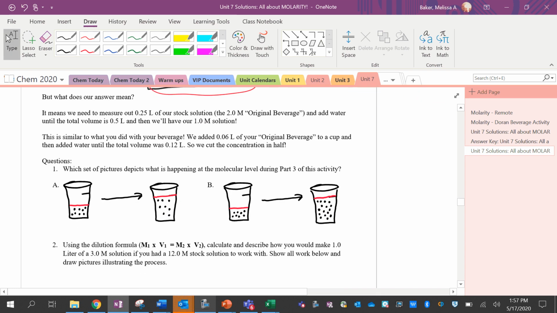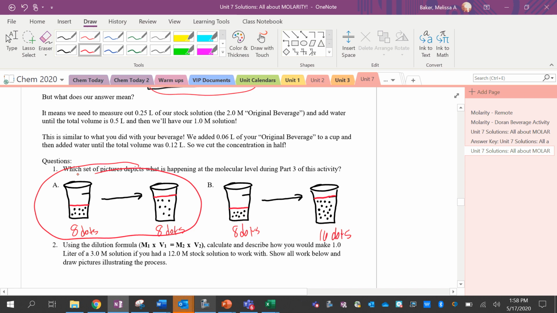So which picture is more accurate to tell us about what's going on here? This one has 8 dots, and then it looks like the volume goes up, but there's still 8 dots. This one has 8 dots, and the volume went up, but now it has 16 dots. Hopefully you're thinking A in your head, because really we're not changing the amount of solute that's in there. We're just weakening the concentration when we add water. So it's still 8 dots. It's just going to be spread out more.